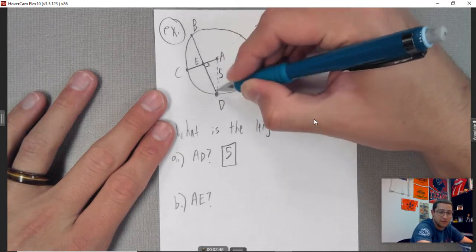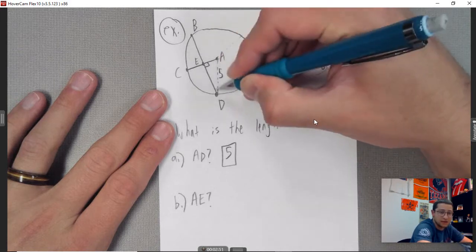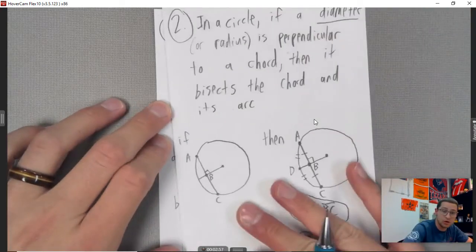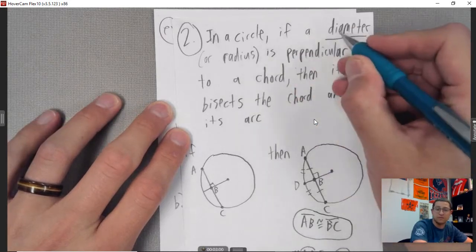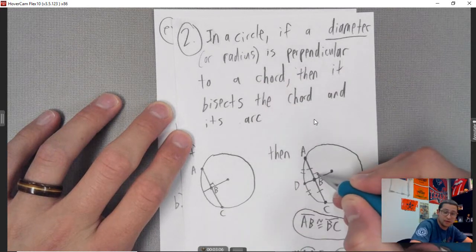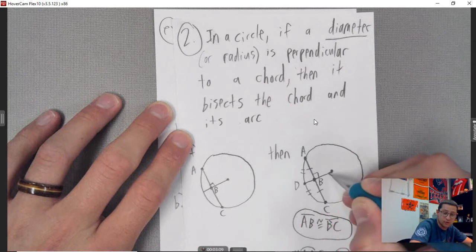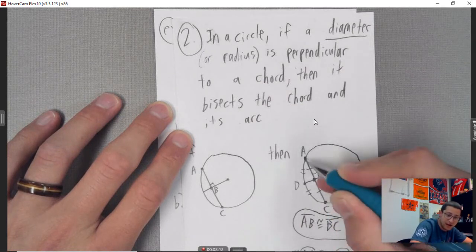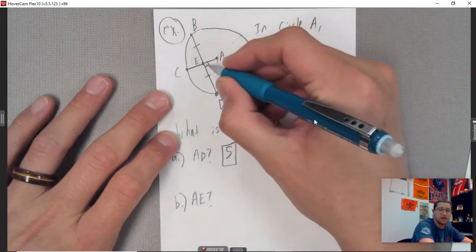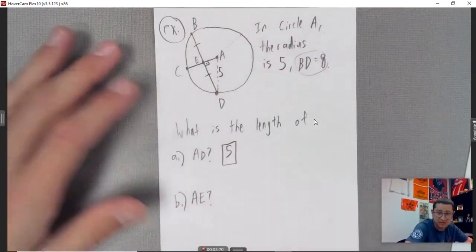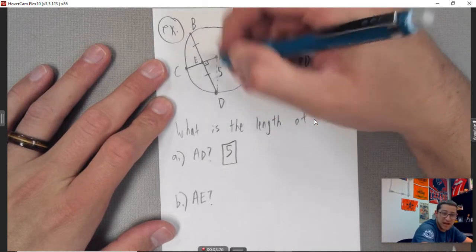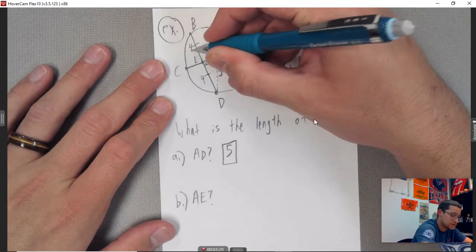There's got to be some kind of connection between this and this. The connection is that we're going to use property number 2, which says that if a diameter is perpendicular to a chord, then it bisects that chord. So if I have a radius here that is perpendicular, then it splits this entire thing in half. Therefore, this and this are the same, because of that right angle. Since BD is 8 and it's split in half, just this is 4, and just this is 4.